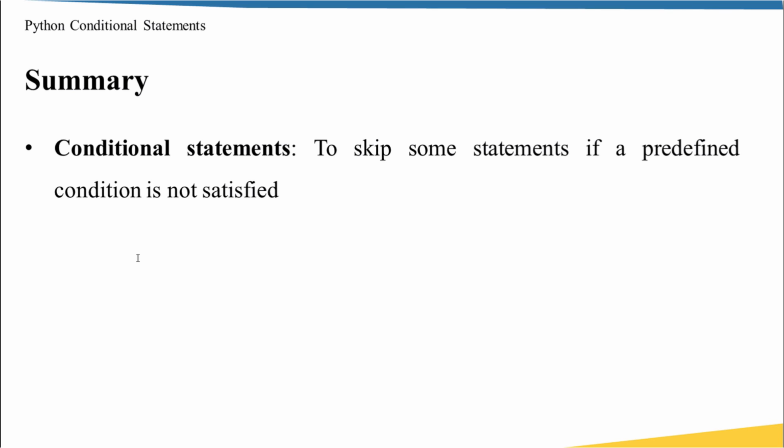Now, let's summarize what we have learned in this lecture. The first thing that we see that conditional statements are statements to skip some statements if a predefined condition is not satisfied. Mainly, we use if statement in order to use conditional statements in Python. Python does not support switch statement.